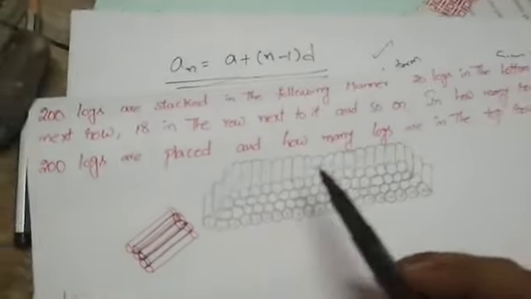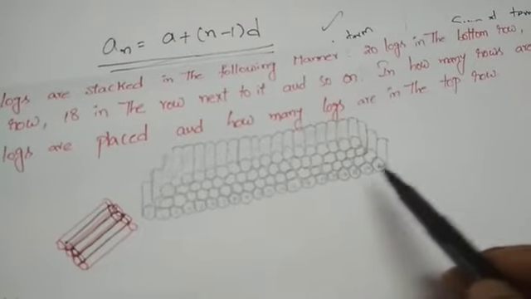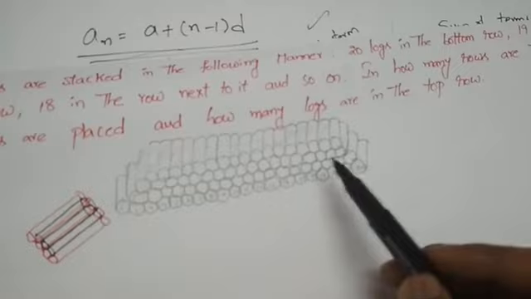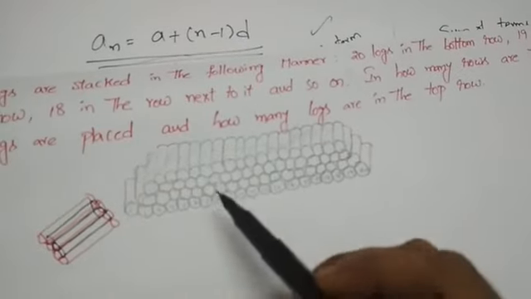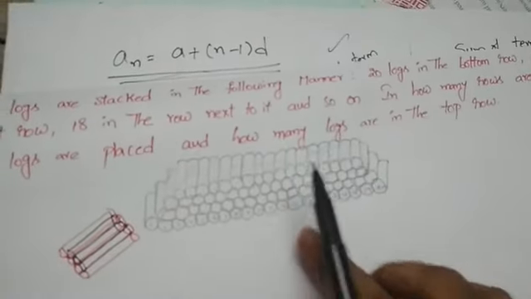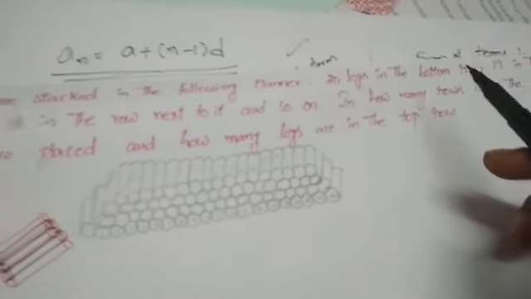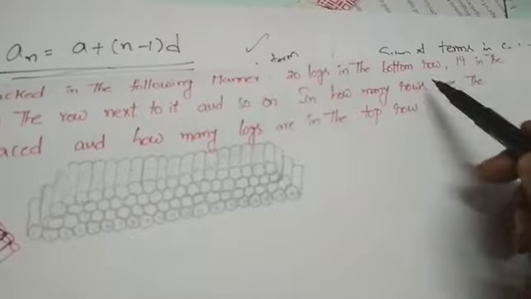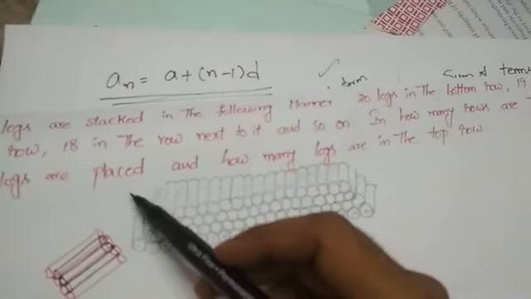Our question is there are 200 logs like this that they have placed. So how have they placed them? 20 in the first row, next 19, 18, 17, like this they have placed all the logs. If we place all the 200 logs like this, in how many rows will they be arranged?